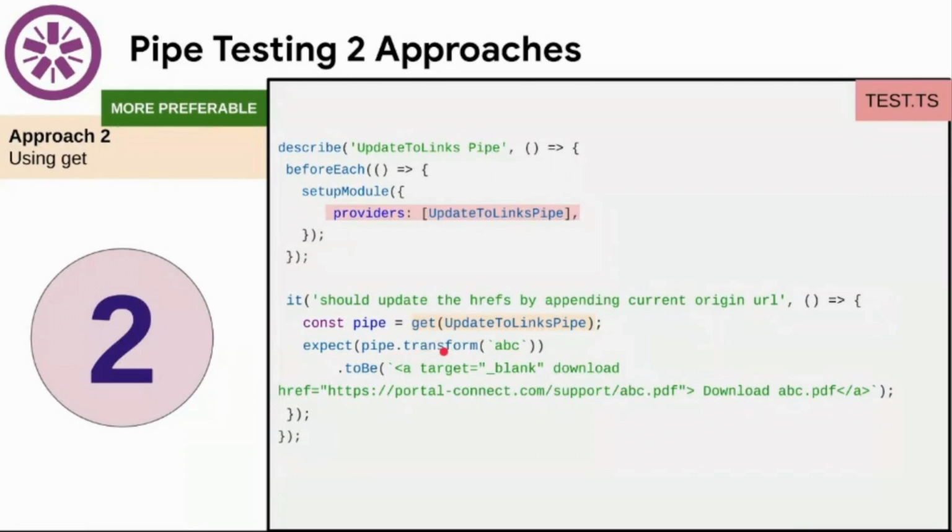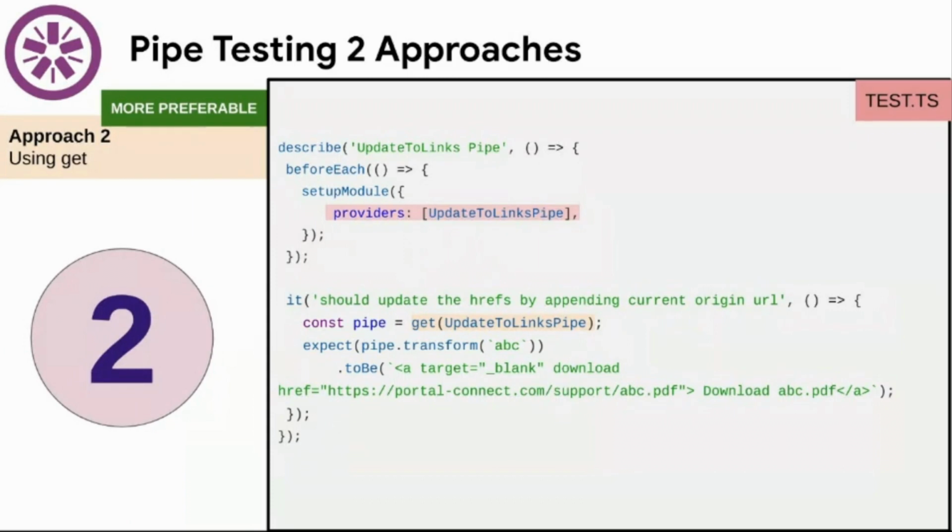And we can just transform ABC, and check whether this transform function is working as expected or not. This is the same approach we use in services also. Here we get our pipe and transform ABC, whatever transform you want to check, and you just expect it toBe or toEqual your expected output from the transform function. So this is another approach, and the most used approach, for non-DOM changes.